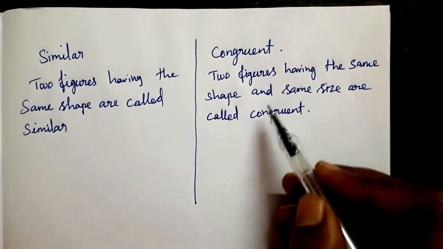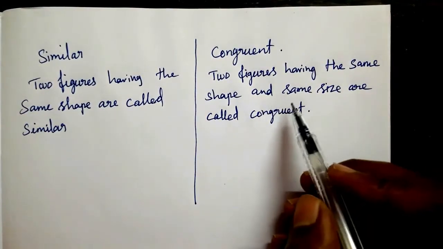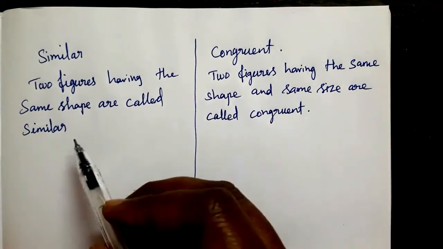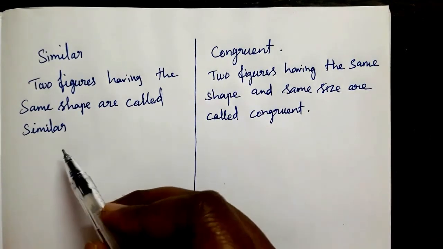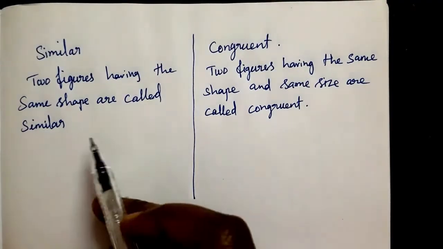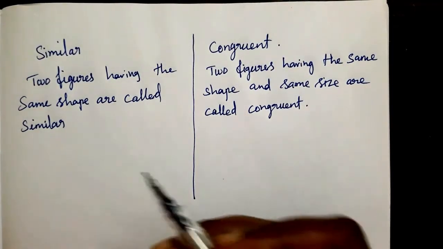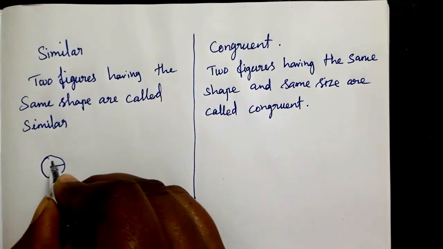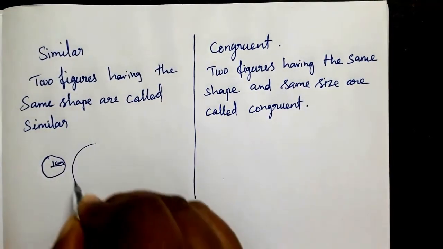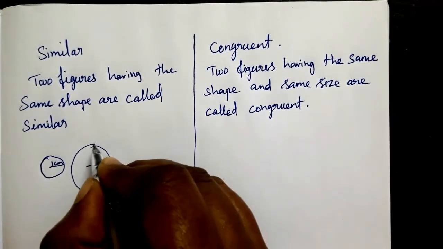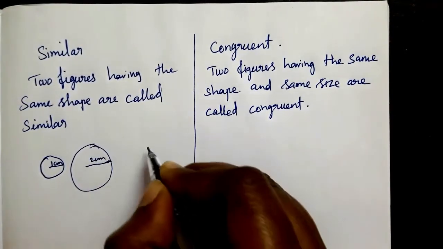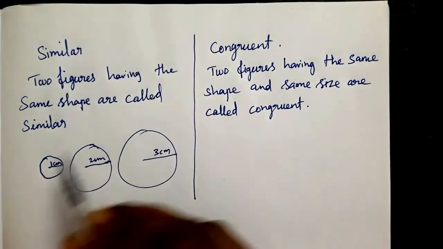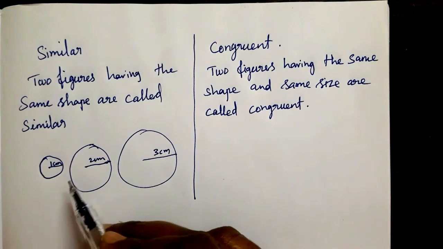Here the given two diagrams having the same shape and same size are called congruent. Here given two figures having the same shape and corresponding sides proportional, the given figures are called similar figures. For example, unit circle, here radius 1 centimeter, and here radius 2 centimeter, here radius 3 centimeter. Here all the figures have same shape but different sizes.